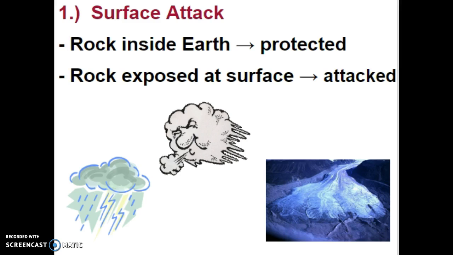because as rocks sit exposed at the surface, they are attacked by the weathering processes, erosion. So the wind, the rain, the ice gets in and attacks that rock and breaks it down into smaller and smaller pieces, perhaps transports that through water or ice to some other area. Rocks inside the earth are protected. So the only way that sedimentary rocks can form from other pieces of rocks is if those rocks get exposed at the surface by weathering or erosion.